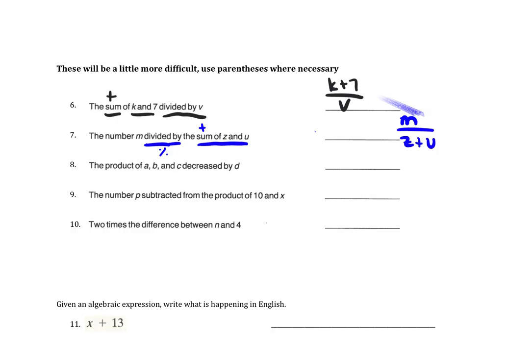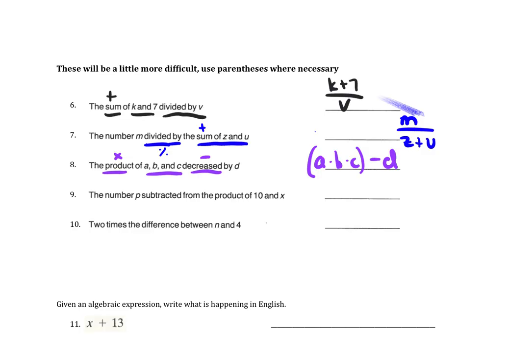The third one, product of A, B, and C. So product is multiplied, decreased by D. So decreased is going to be subtraction. So I'm going to take product, I'm going to take A times B times C. And I'm probably going to put that in parentheses. And I'm going to subtract D. That tells me that I'm going to do the multiplication A, B, and C first, and then subtract D. It's just kind of another way to group it together.